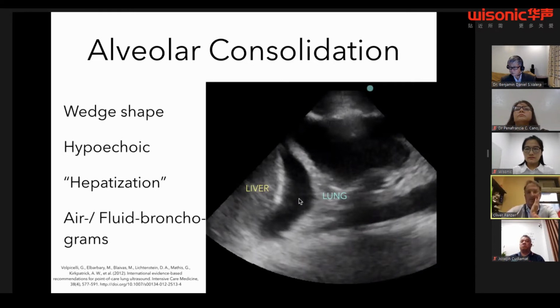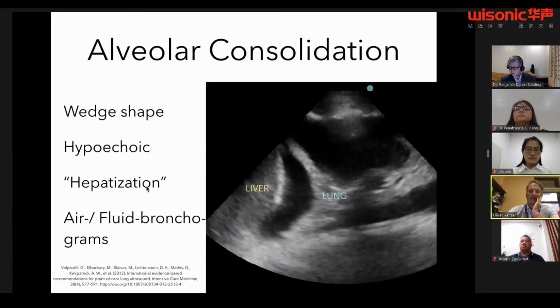And you can see here, oops, it doesn't play, okay. So this is a classic lung consolidation that's really big. You see a lot of effusion fluid around it. You see the diaphragm right here. You can see the liver. And you see the lung. And the lung really looks very much like the liver.